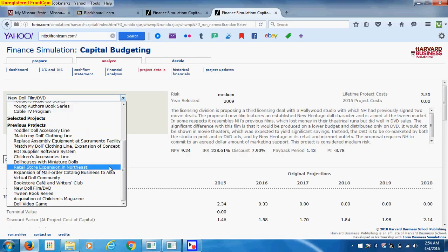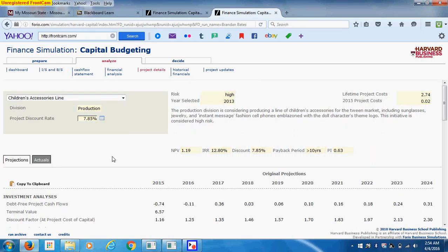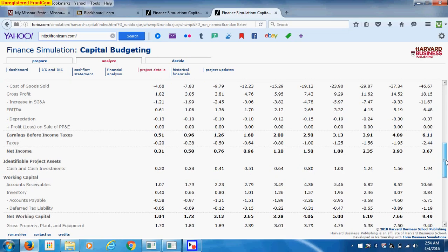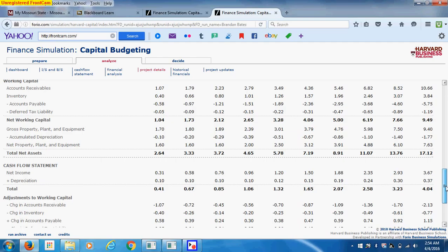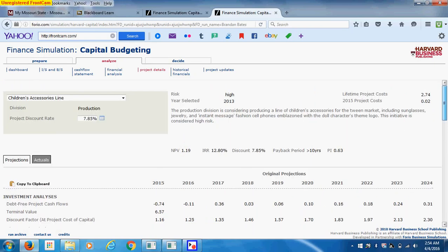Clicking on children's accessory line now. The lifetime project costs are more than the NPV, and it has a great payback period of more than 10 years. But at that time, with what I was offered, I believe this is production.